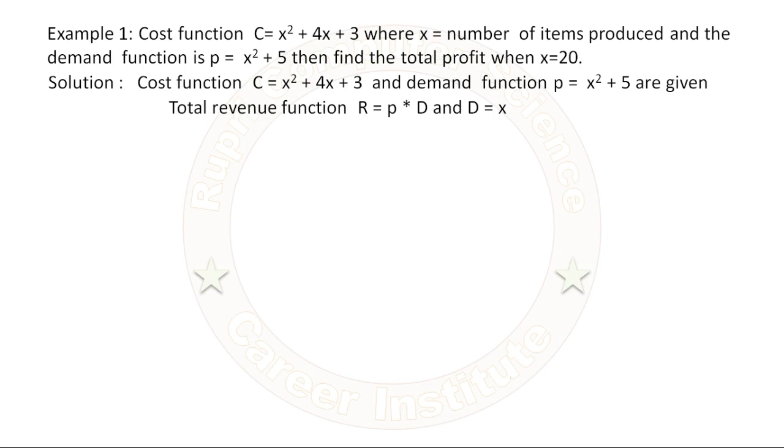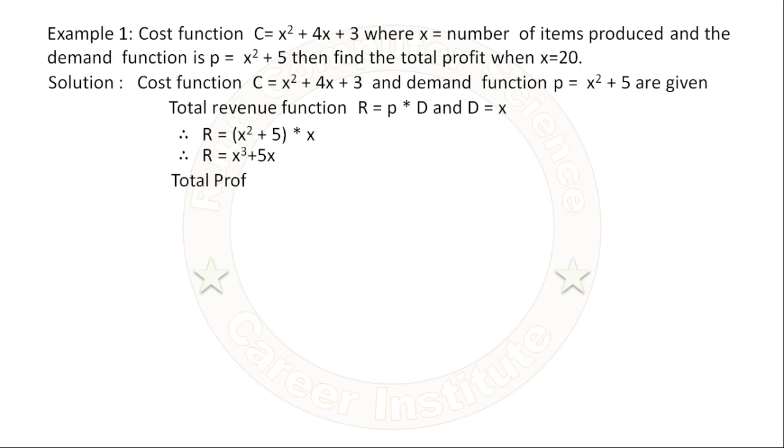Now I put the values of P and D in R. Therefore, R is equal to what? x square plus 5 in the first bracket, into D, which is x. Therefore, x square plus 5 into x. Now I multiply x into that bracket. That is x into x square is x raised to 3, plus 5x. Therefore, R is equal to x raised to 3 plus 5x. This is your total revenue function.